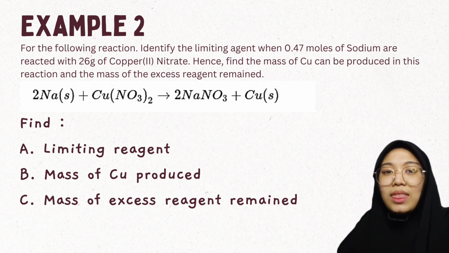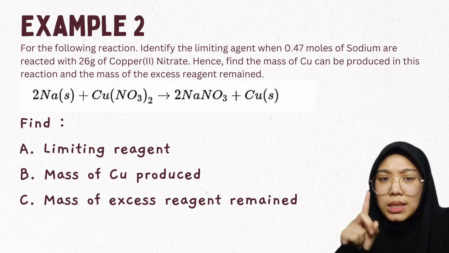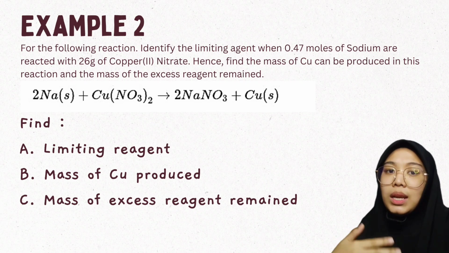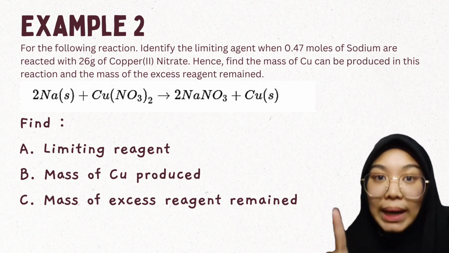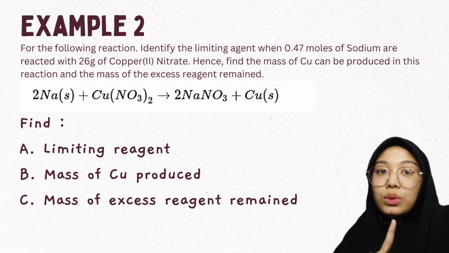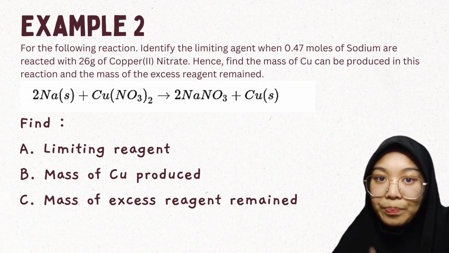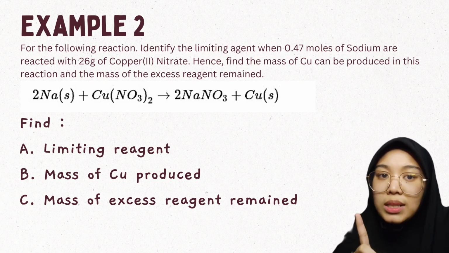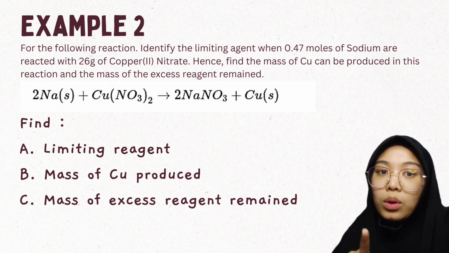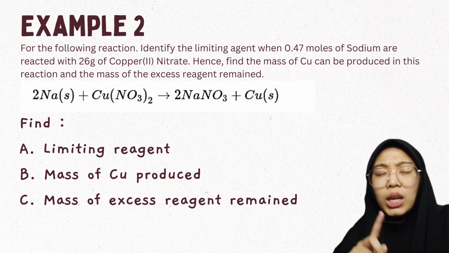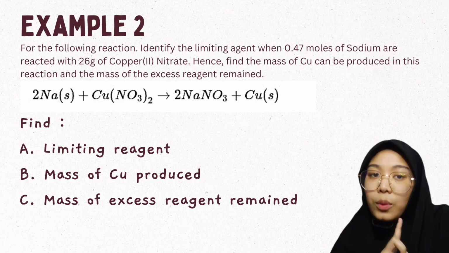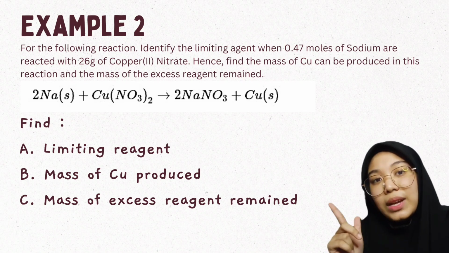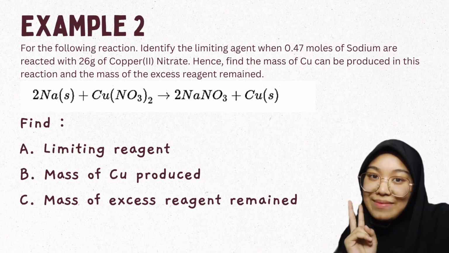So the first question, they ask for limiting reactant. It's just simple calculation, just like how we did just now with the zinc metal and hydrochloric acid. But in this case, we need to do the first step, which is find their mole. From the equation, we note that sodium has 0.47 mole, while the mole of copper 2 nitrate were not given. Only the mass of copper 2 nitrate was included in the question.